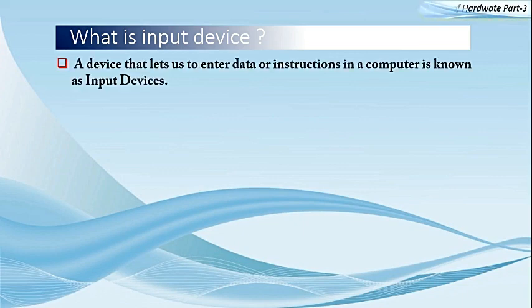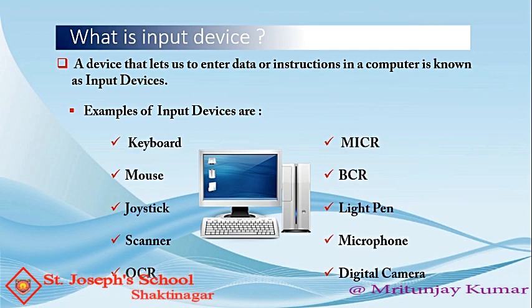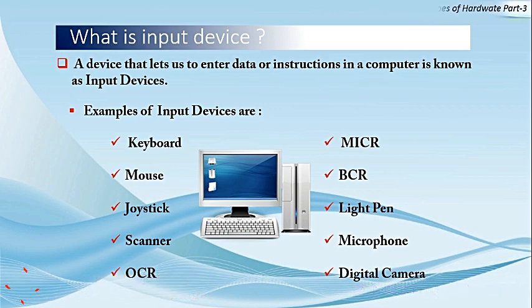A device that lets us enter data and instructions in a computer is known as an input device. Examples of input devices are keyboard, mouse, joystick, scanner, OCR, MICR, BCR, light pen, microphone and digital camera. We will see all these input devices briefly, one by one. Let's begin with keyboard.